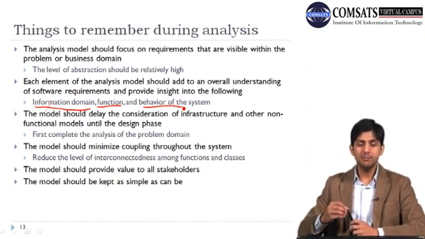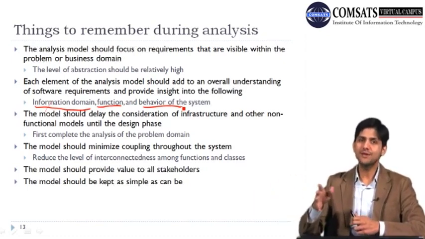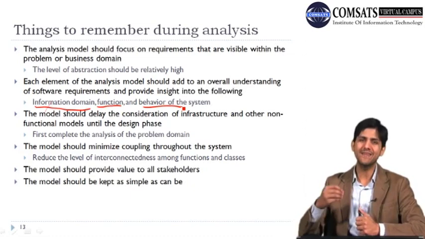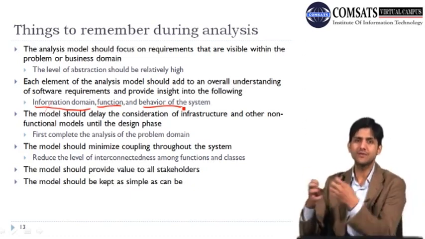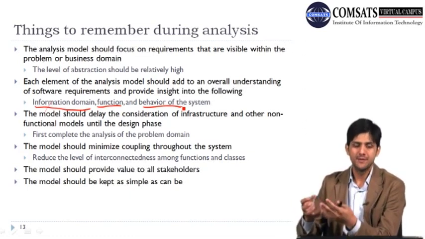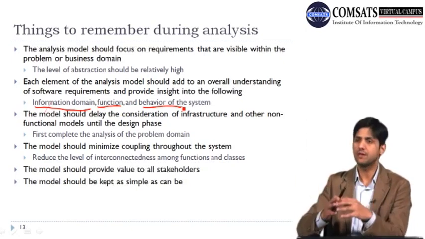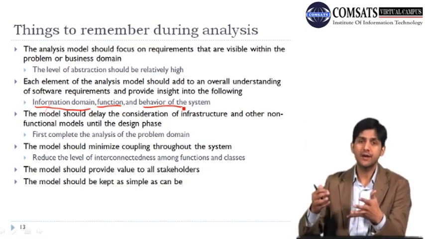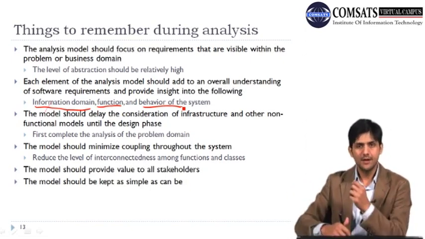The model should minimize coupling throughout the system, and this is something which we take into design as well. When you talk about design, a good design is where coupling is minimum. A good design is where you have lots of cohesion and minimum coupling. So that's what we talk about. We try to reduce the level of interaction between, for example, if we have lots of classes, an ideal class diagram would be one where we have less interaction between those classes.